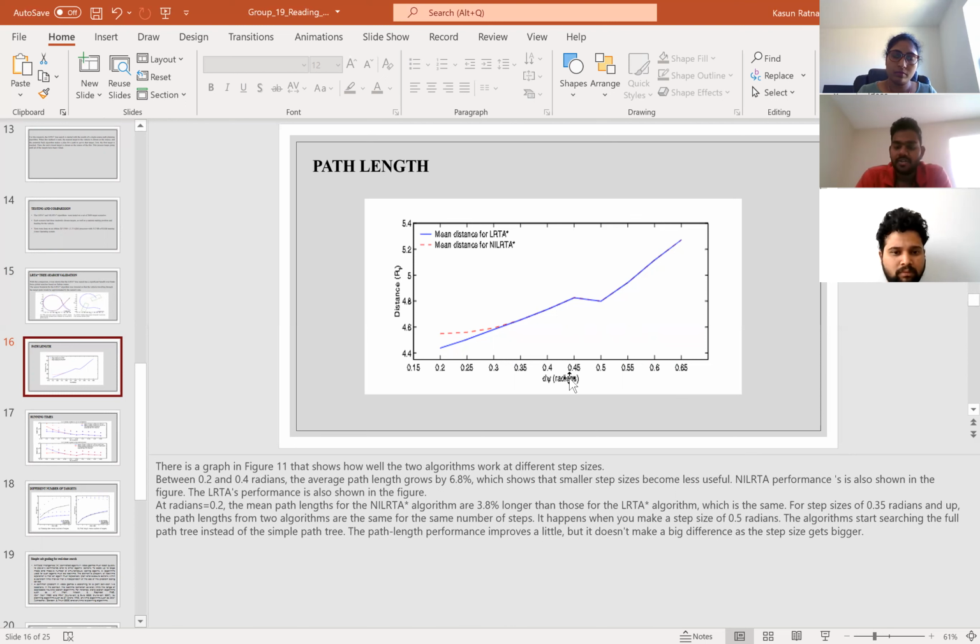For a step size of 0.35 radians and up, the path lengths from the two algorithms are the same for the same number of steps. It happens when you make the step size 0.5 radians, the algorithm starts searching the full path tree instead of the simple path tree. The path length performance improves a little, but it doesn't make a big difference as the step size gets bigger.